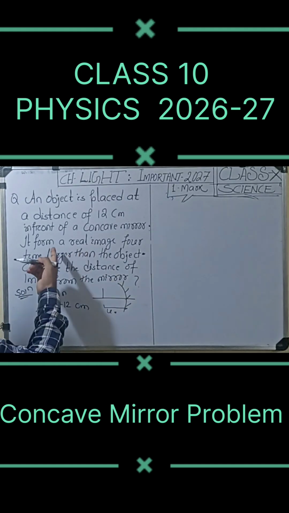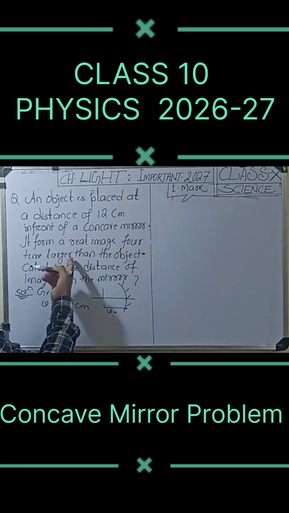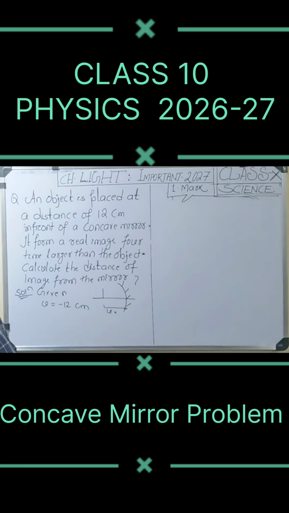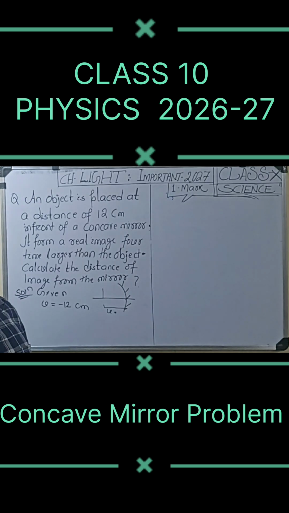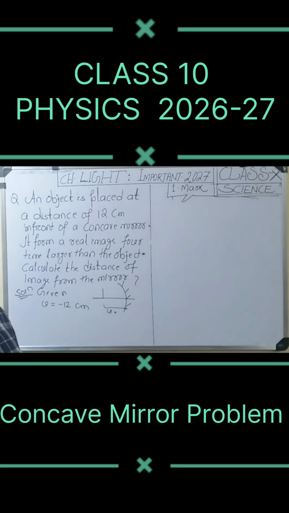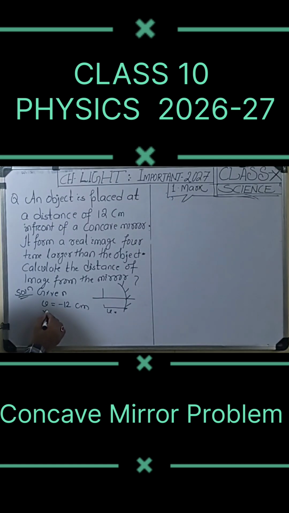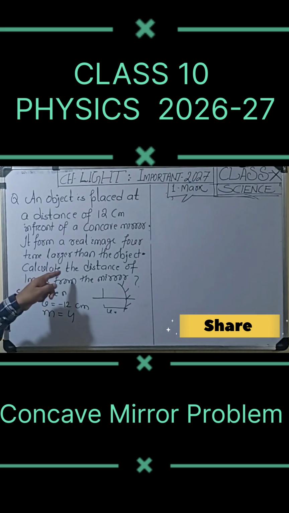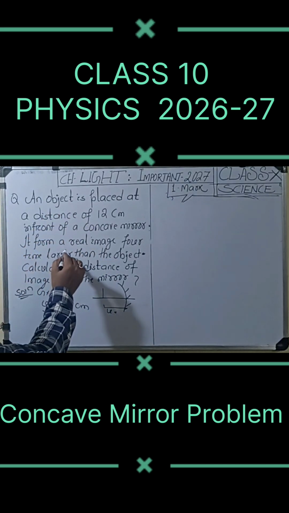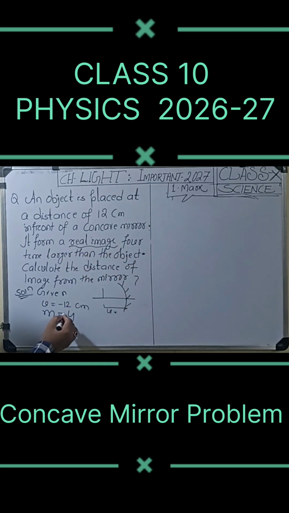Then it is also given that it forms a real image 4 times larger than the object. It means that the magnification is given, because magnification is the ratio of the size or height of the image to the size or height of the object. So here the magnification m is given as 4 times larger, means 4. As it is forming a real image, the magnification will become minus.